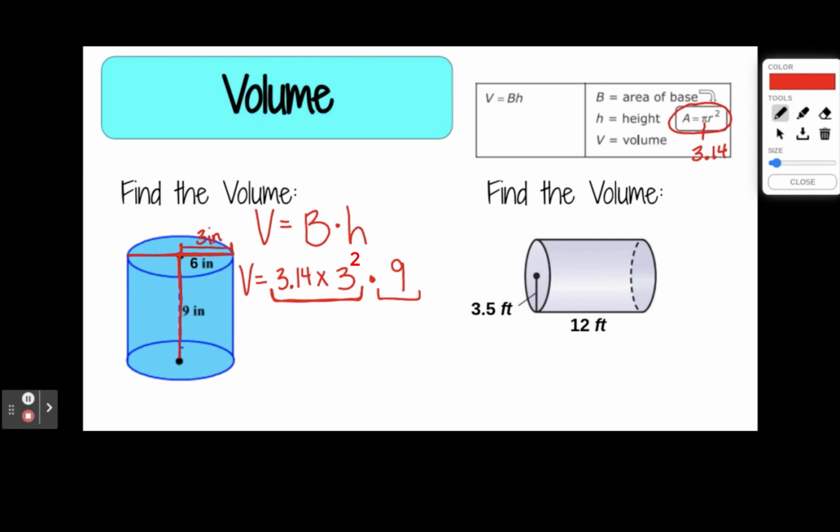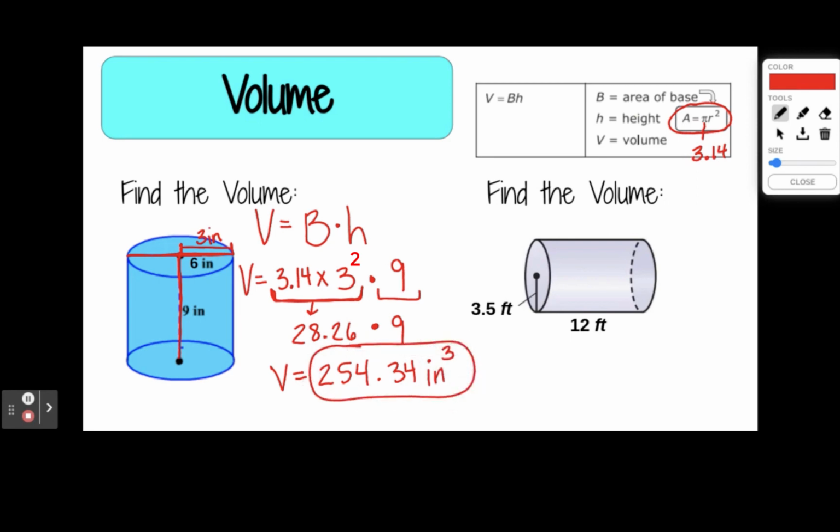I can multiply all of it in my calculator, or I can do it step by step. If I just multiply the area of the base, that's going to give me the number 28.26. But then I still have to multiply that by the height, which is 9. So then if I multiply times 9 in the calculator, I get the volume to be 254.34. Now, because this is volume, it's cubic inches. So inches cubed. And that would be the volume of our very first cylinder.